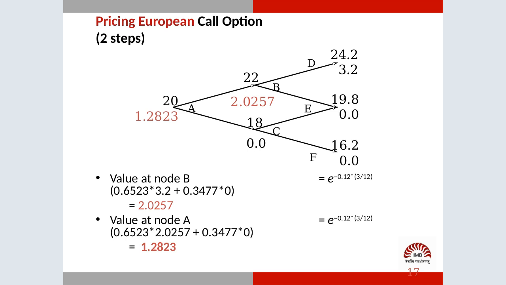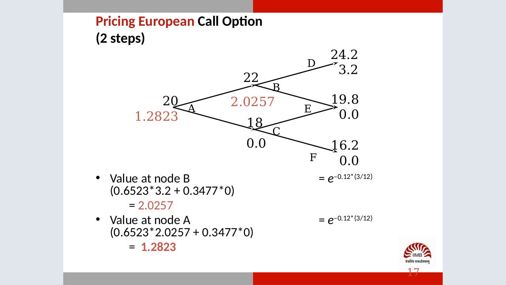Now the thing is, it's a European option, so I cannot exercise at B or C. I cannot exercise at 9.1. So there is no possibility of an exercise at 9.1. And therefore, I just apply the same logic once again. So 2.0257 into the probability, which is 0.6523, plus 0 into the probability, which is 0.3477, discounted by the interest rate and the time period, which is 3 months, you get the value at A. And therefore, the value at A that you work out once you solve these numbers is 1.2823.